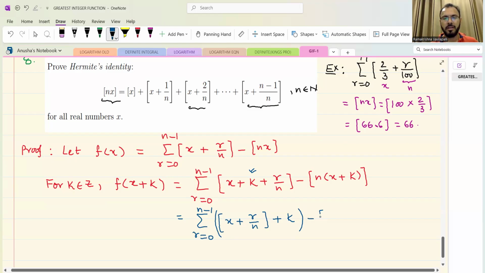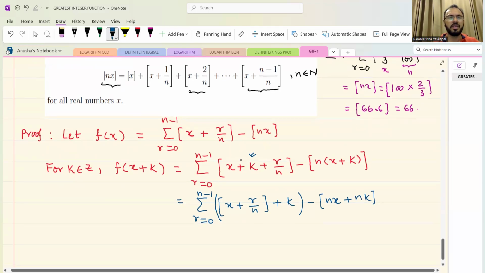Minus the integral part of nx plus n into k. Remember, n is an integer, k is an integer. Now, this part is an integer, belongs to z, so you can bring it out. Now here this is a constant. You have to add it how many times? n times.